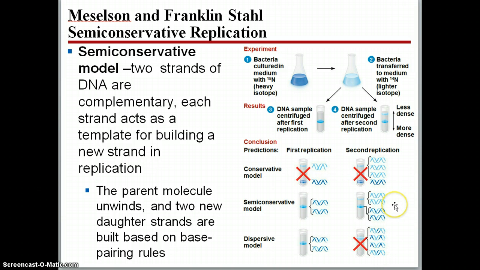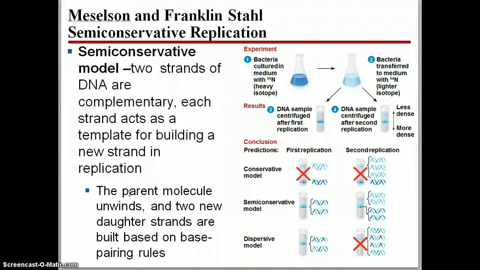Because they found a hybrid band and they found a light band, they can tell that one of the heavy strands was used as a template, and one of the light strands was used as a template, so that would produce a light nitrogen isotope strand of DNA and then a hybrid strand, and the same thing for this other strand of DNA. So really interesting that they were able to prove this is how DNA replicates.